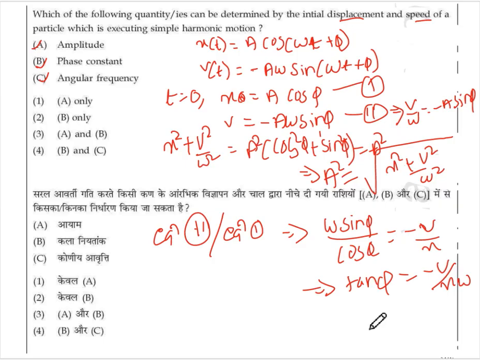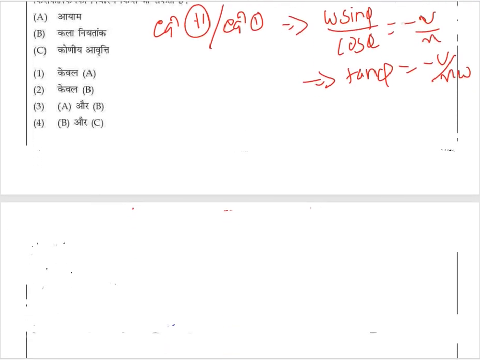If the question gives the omega value, then we can find out its amplitude and phase constant. So we can find out both if omega is given. If omega is not given, we cannot find any answer. So we'll move to the next question.